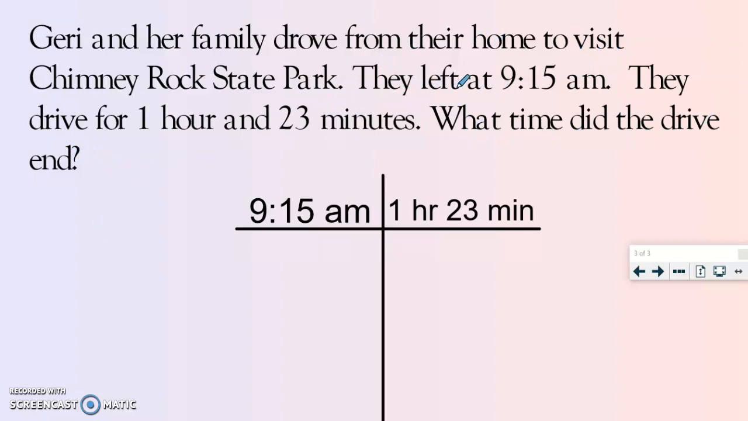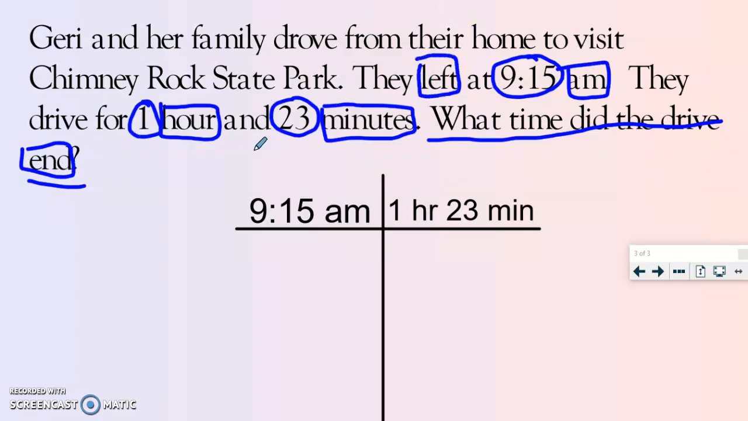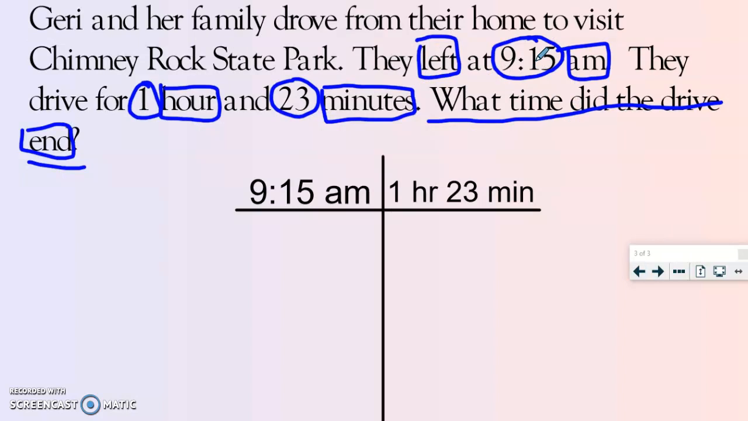So this is a problem. Let's go ahead and do our cubes. Okay. 9:15 a.m. Okay, they drove for 1 hour and 23 minutes. Okay. What time did the drive end? And that's a really important word right there. So we know what time they left, 9:15. We know how long they drove, but we don't know what time they got to their destination. So with this one, we have our starting time, but we don't have our ending time.